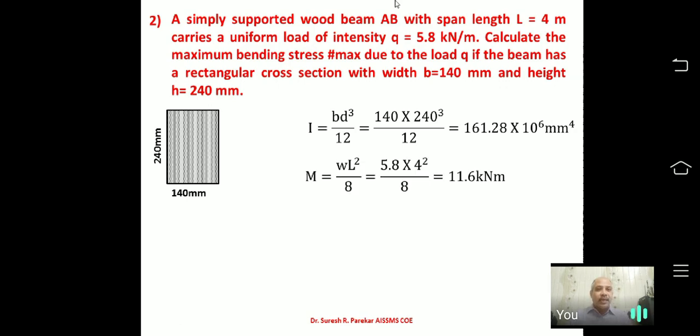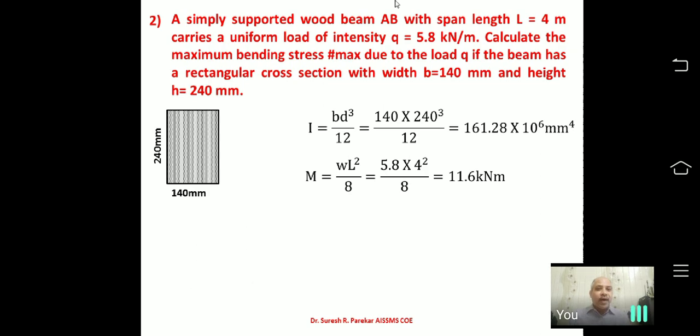Now M is not given, so I will simply use WL square by 8. W is given as 5.8, span is given as 4. So calculating this value, I will get the bending moment as 11.6 kilonewton meter. This value is in kilonewton meter, and for bending stress, we have to take the value in Newton millimeter.